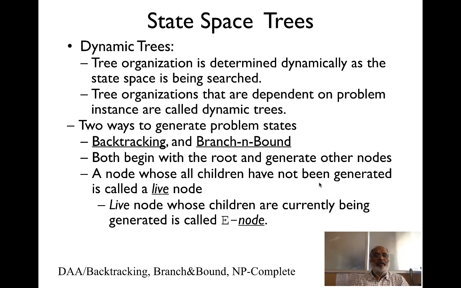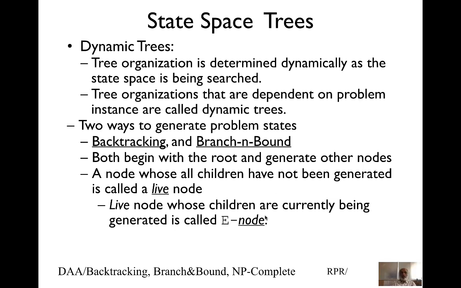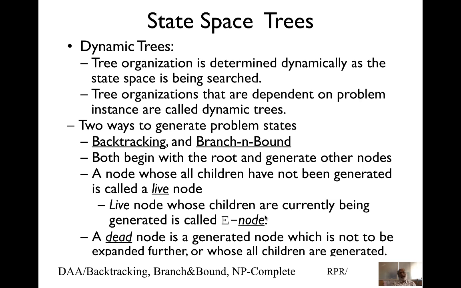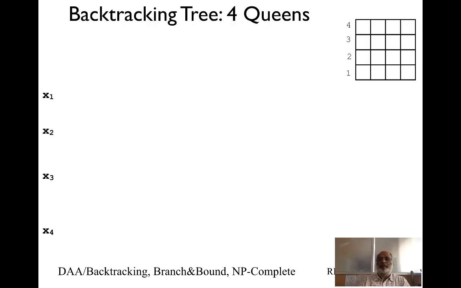When I come to x1, any current node which is being explored is called an E node. And once I reach a place where I can't go further because it doesn't meet my requirement, or I reach a leaf which I can't even explore, that's called a dead node. So let's look at how we build this tree. Let's consider our 4 queens problem to build this dynamic tree.